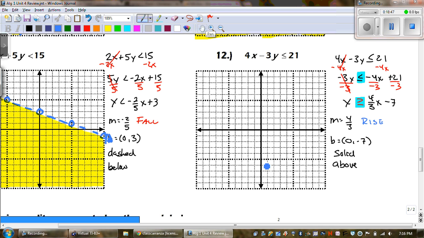So starting at negative 7 down here, it's where we begin. I'm going to go up 4, 1, 2, 3, 4, to the right 3. 2, 3, 4, 1, 2, 3. 1, 2, 3, 4, 1, 2, 3. Okay, and that's all that we can do. Go ahead and graph your line. And then the last thing to do is to shade, and we said right there that we have to shade above. Okay, so everything that's above your line.